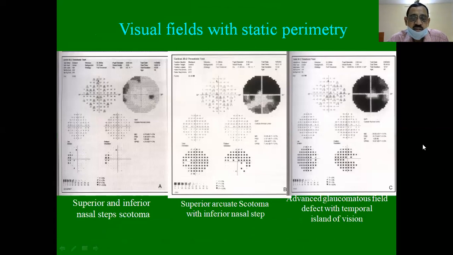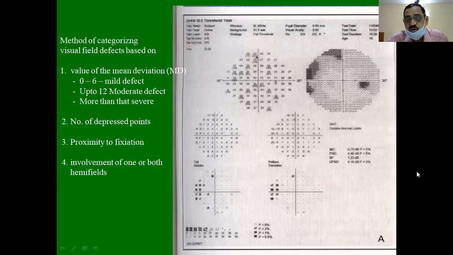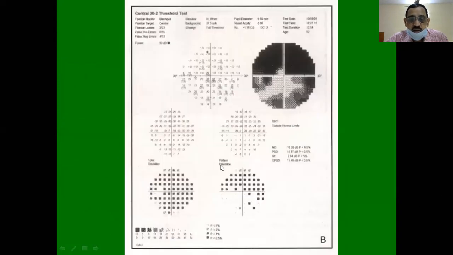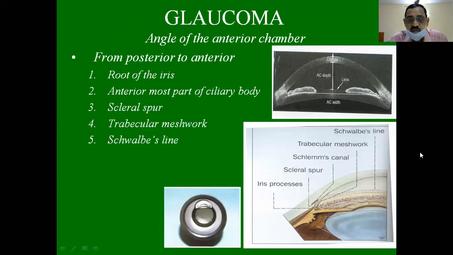Okay, these are the various field defects: superior and inferior nasal steps. So this is superior and inferior nasal steps, and this is an arcade scotoma with a nasal step, and this is a double arcade scotoma, an advanced field defect with a temporal island. So this is again a nasal step, superior and inferior, and an arcade scotoma with an inferior nasal step.